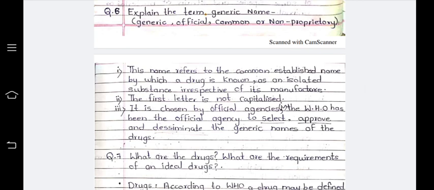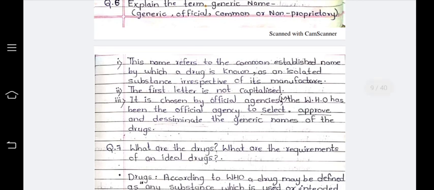Next is question number 6. Explain the term generic names. Generic, official, common, or non-proprietary.